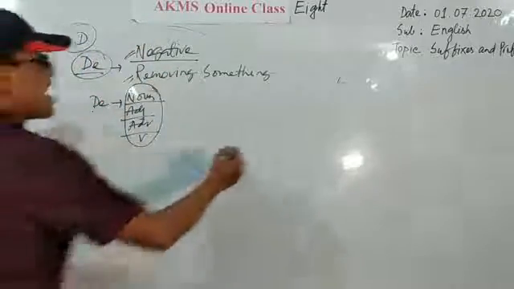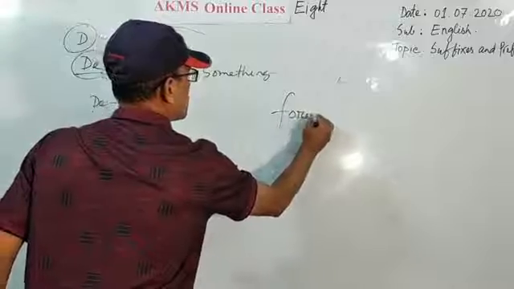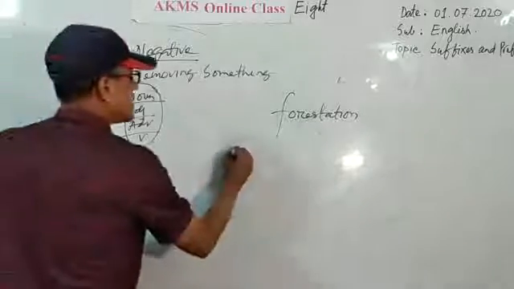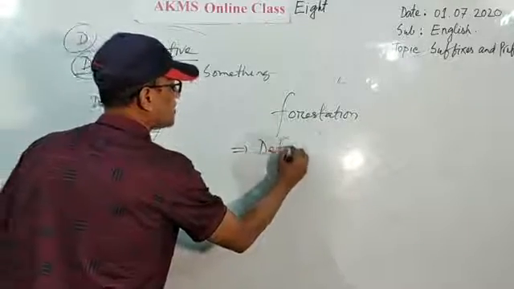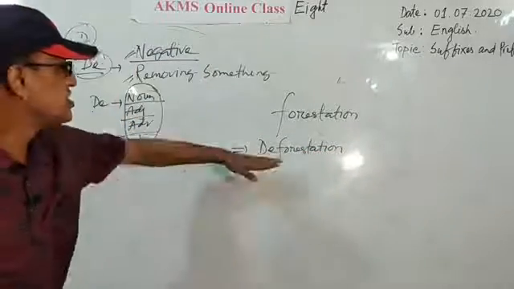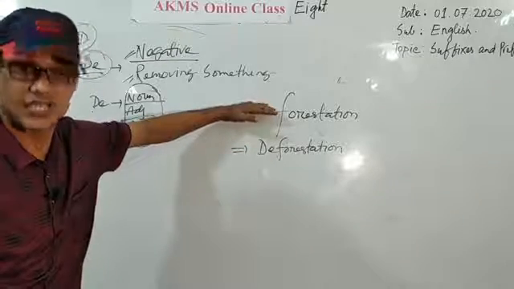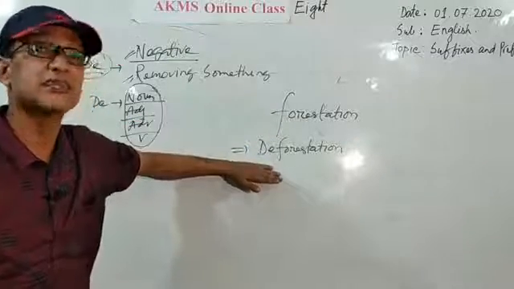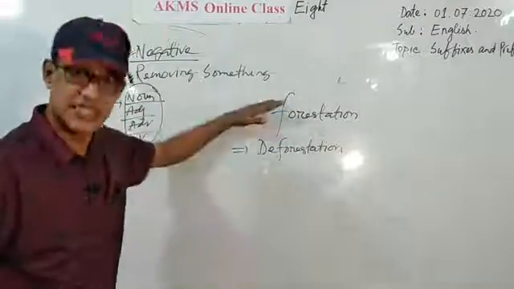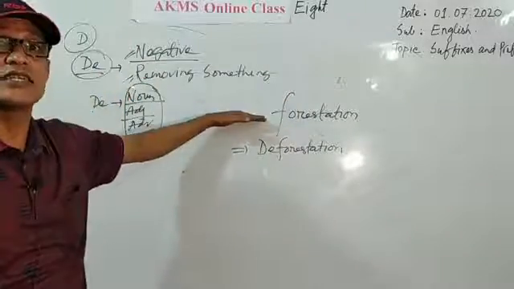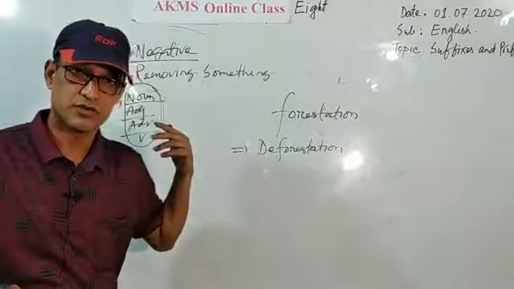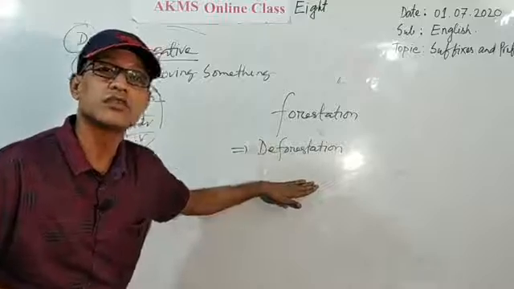Just like forestation. Okay? If I use deforestation, all of you know that deforestation is the opposite word of forestation and it is expressing the negative meaning. Deforestation is the opposite of forestation and it is also expressing the meaning of removing something. That means we are removing the trees. Okay? Forestation, the opposite, deforestation.